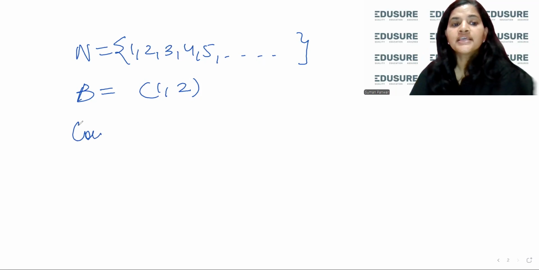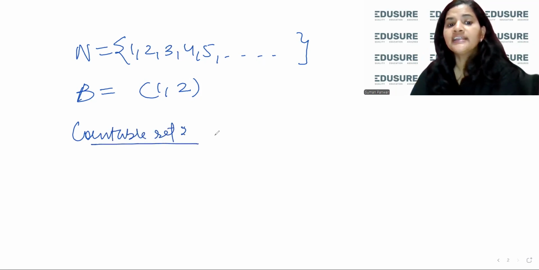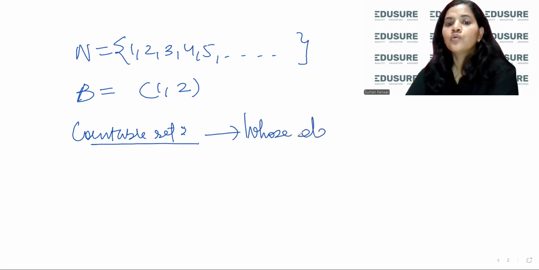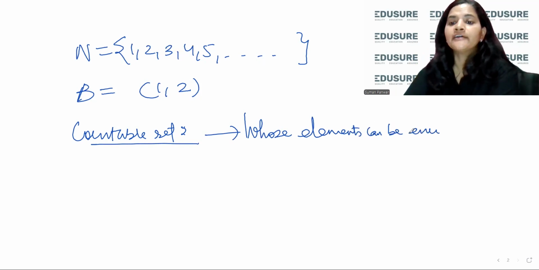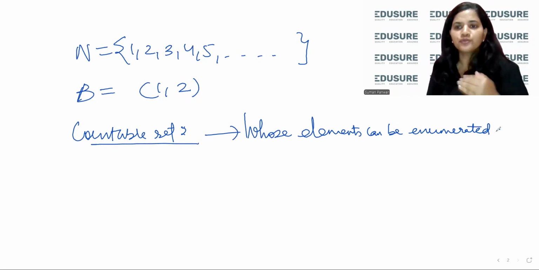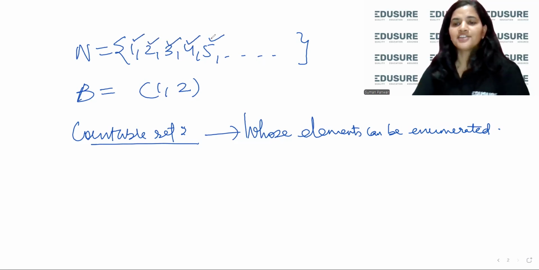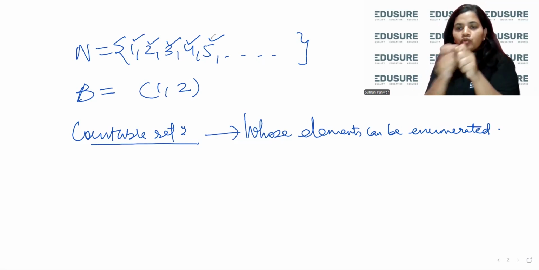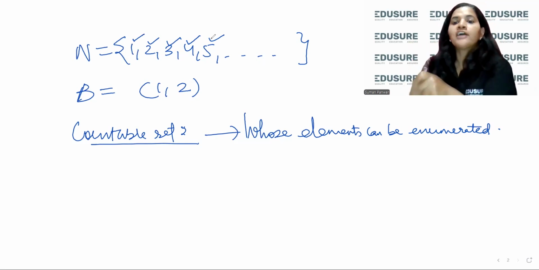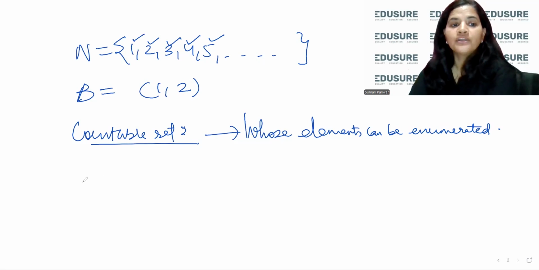So what is a countable set? A countable set is the one whose elements can be enumerated. Enumerated means they can be given certain positions. For example, you can say 1, then we have 2, then we have 3, then we have 4, then we have 5. So you can pick 1, 2, 3, 4, 5, and so on. That is called a countable set.